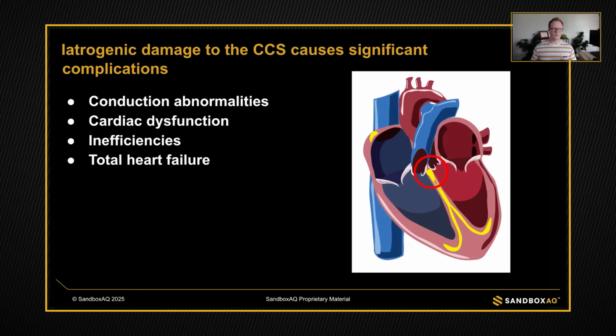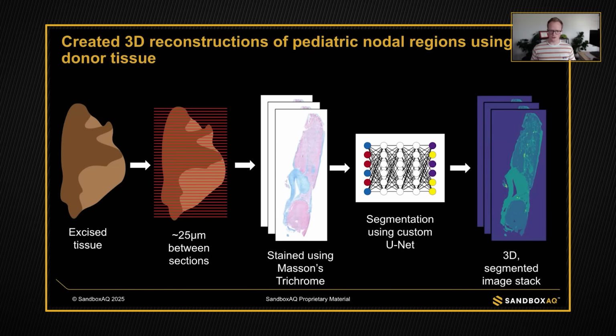So we could know, well, we usually expect the AV node to be here or this deep or to span this length or width or thickness. And so to do that, we partnered with Boston Children's Hospital and a few other companies to gather donor tissue. So these are donor human hearts. From those, we would extract the sinus node and the AV node. So we've got our little sample with the AV node inside it.